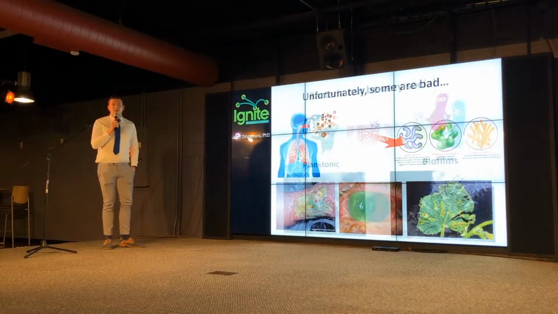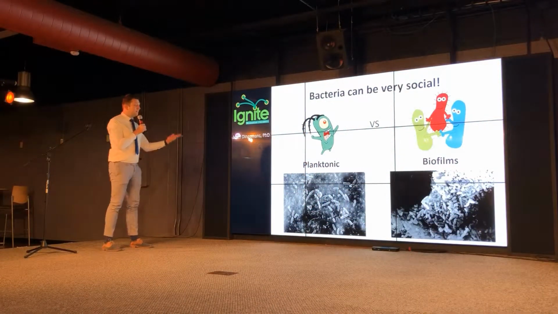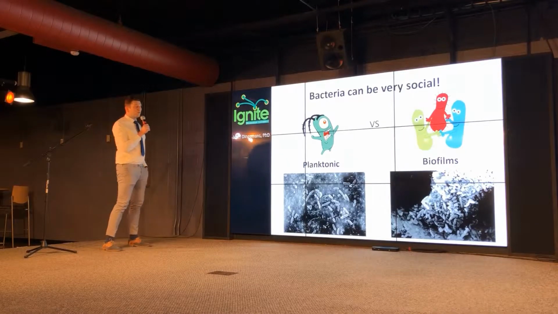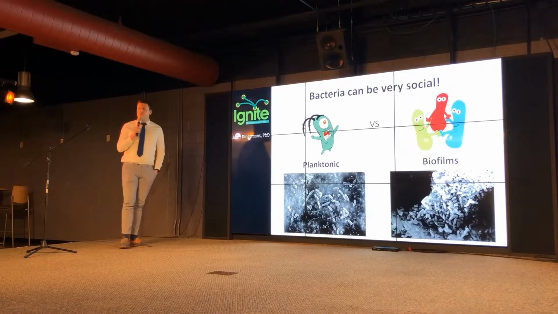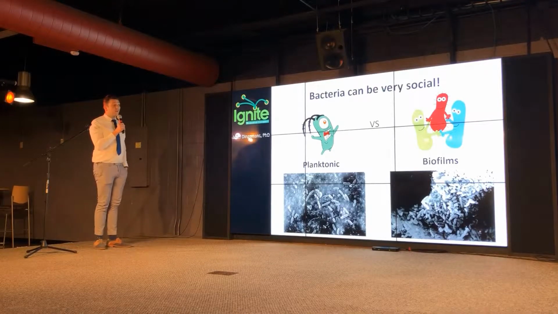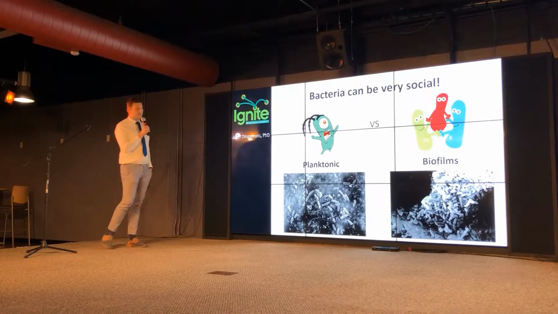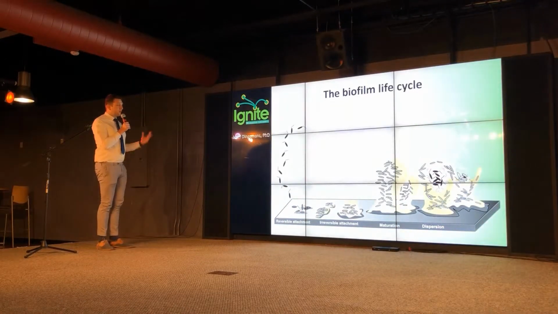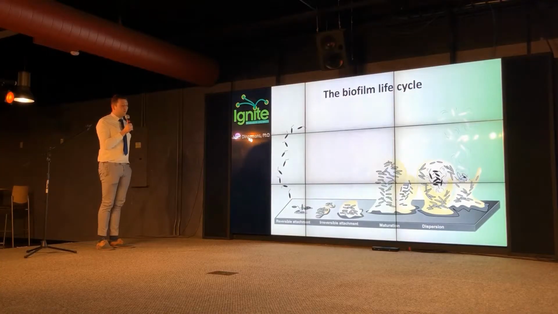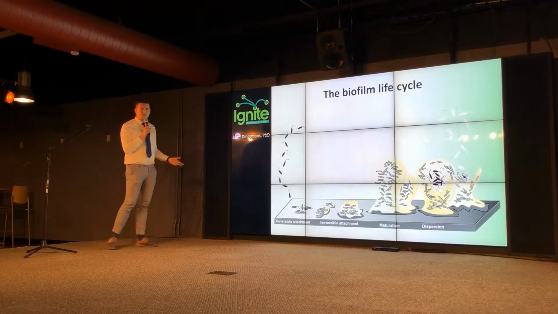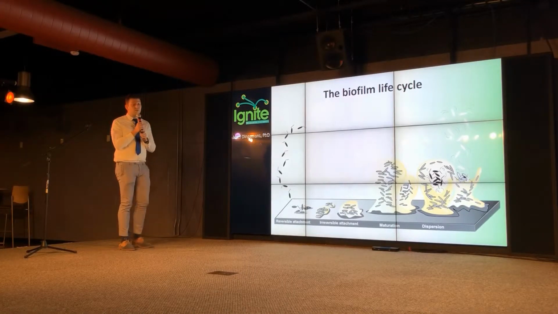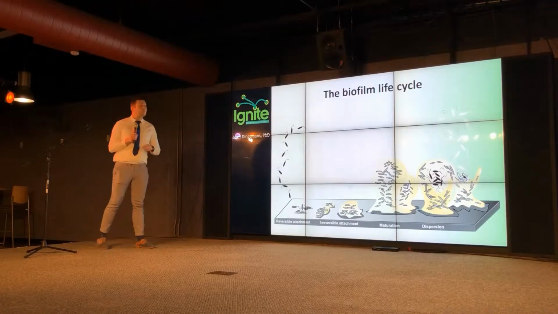So bacteria are actually very social. They can live as single cells, as you see on the left, but they can also live closely together in structures called biofilms. And those biofilms are actually antibiotic resistant, which is a major problem, as you will see in the next few slides. So this is how the biofilm life cycle happens. First, single cells will attach to a surface, they will form smaller clusters, that eventually will develop into mature biofilms that have the antibiotic-resistant characteristics.